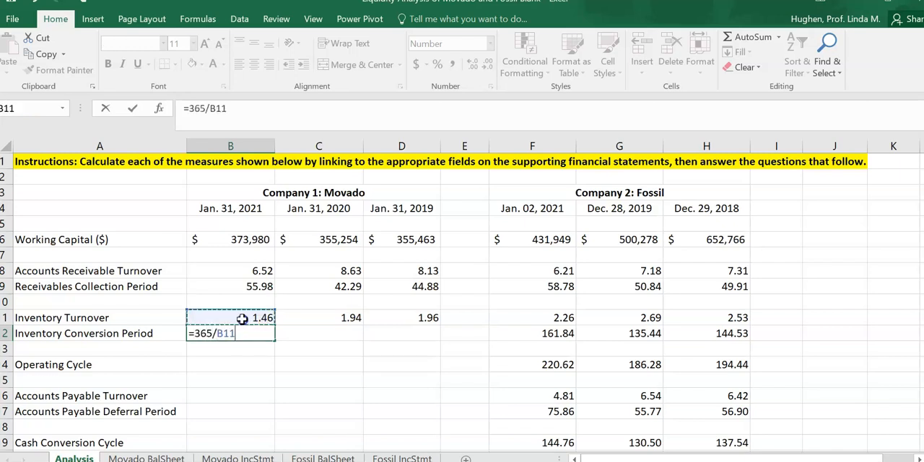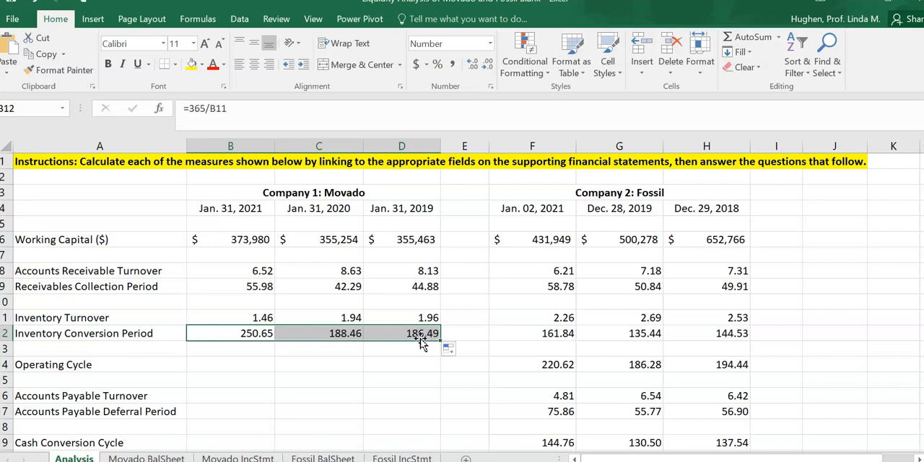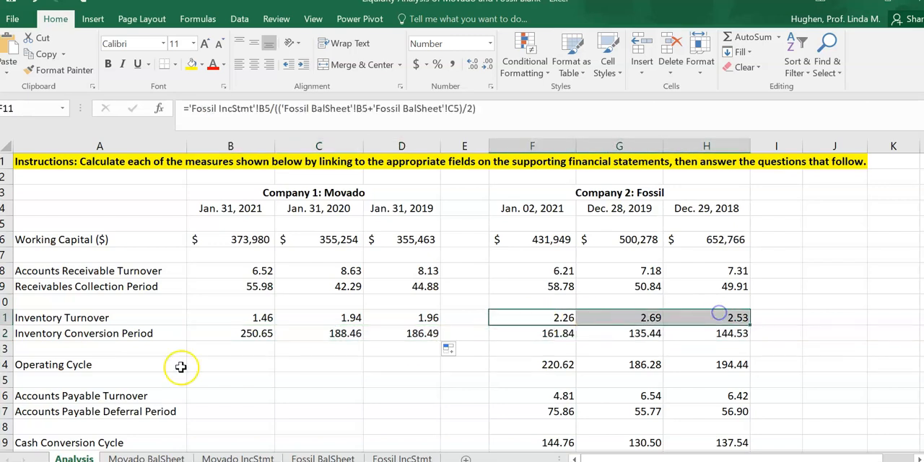We look at the number of days the company is holding on to its inventory, it's about 251 in the most recent year. So which company looks better, Fossil or Movado, in terms of its ability to efficiently sell its inventory? We see that Fossil looks like it's holding its inventory for a shorter number of days and turning it over faster.